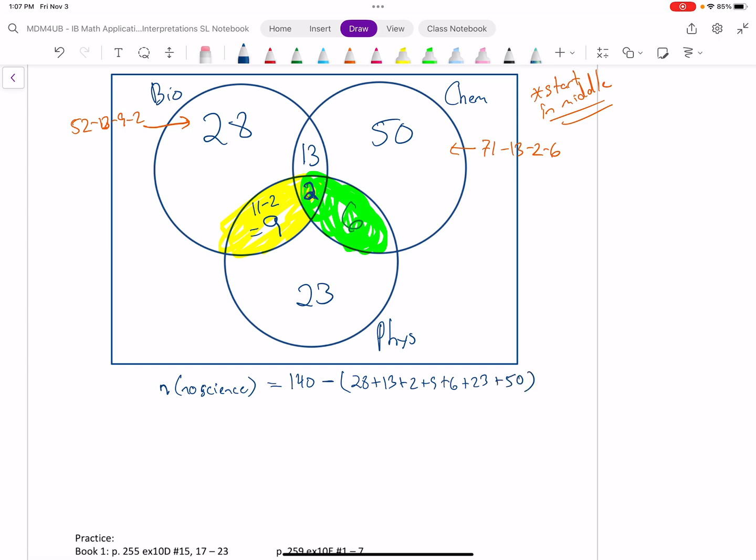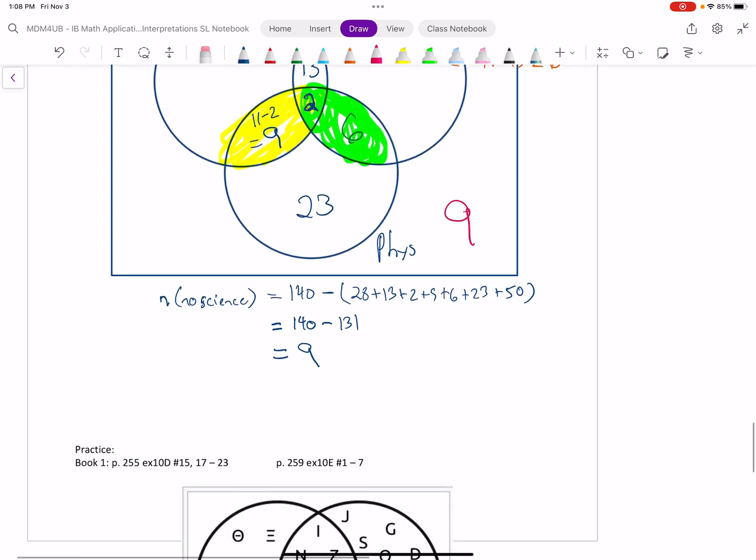And notice I only wrote those numbers once because that's just the number. I don't need to double count. I've subtracted all the ones where it's double counted. And so I get 140 minus 131, which gives me 9. I'm going to put that into my Venn diagram. There's a 9 outside of here. And so in the end, the probability of a student taking no science is going to be 9 out of 140, which I don't think you can reduce that fraction.